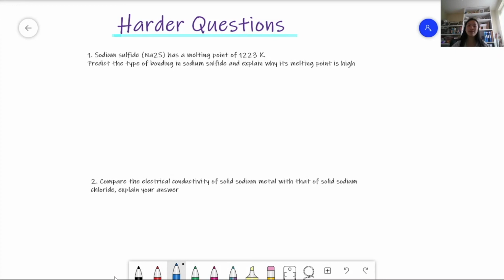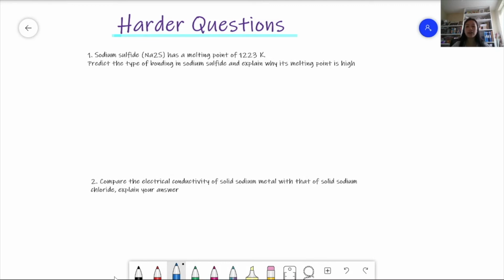Hi everyone, welcome to the video. We're going to go over some harder questions for ionic bonding. So these are questions which will generally come up in exam papers. So the first one is that sodium sulfate has a melting point of 1223 Kelvin. Predict the type of bonding in sodium sulfide and explain why its melting point is so high.